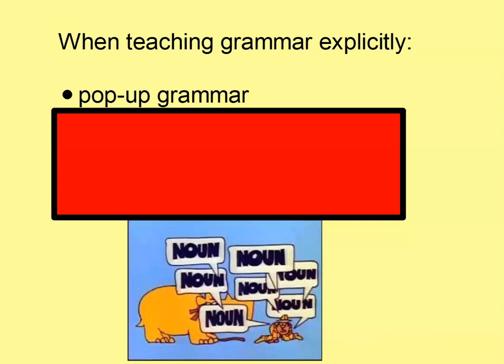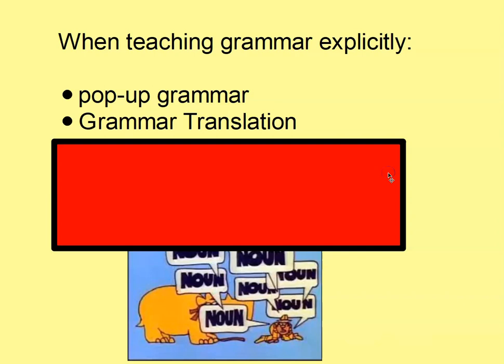So first of all, let's talk about how to use this when teaching grammar explicitly. Teaching grammar explicitly could mean you've got a pop-up grammar lesson. You're just teaching along and somebody asks, hey, why is there an extra S on the end of that word or whatever? And you just quickly explain it and then move on with your comprehensible input. You could be using the grammar translation method. This is a very old method. People still use it. It's still the method of choice for many schools in Japan.